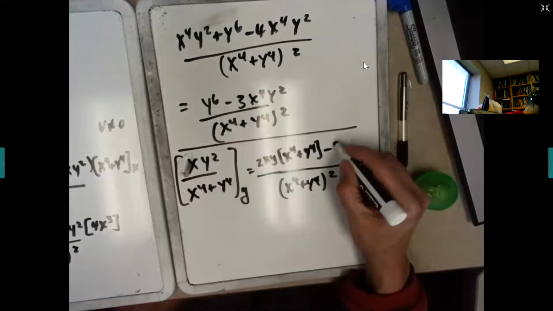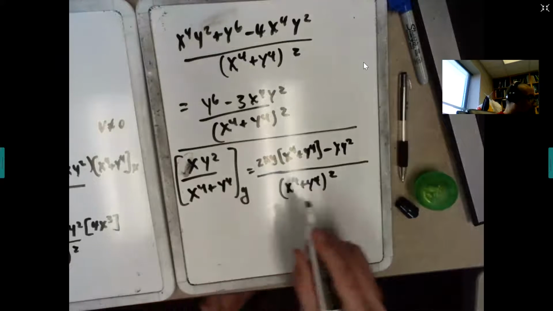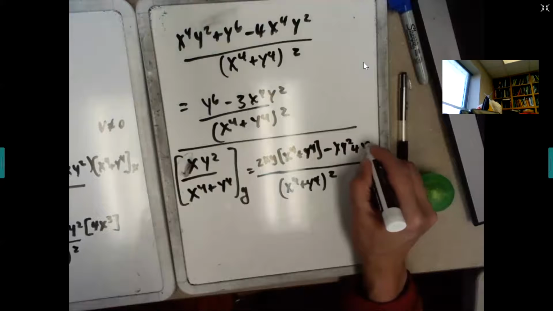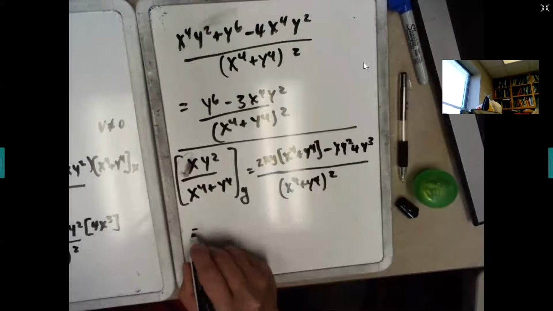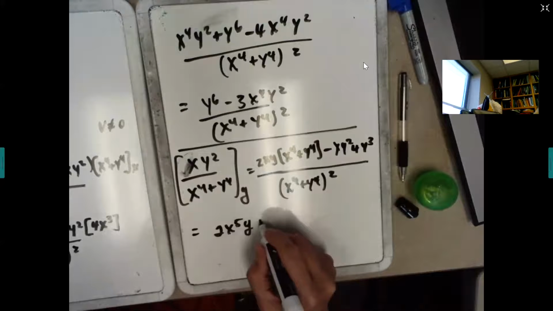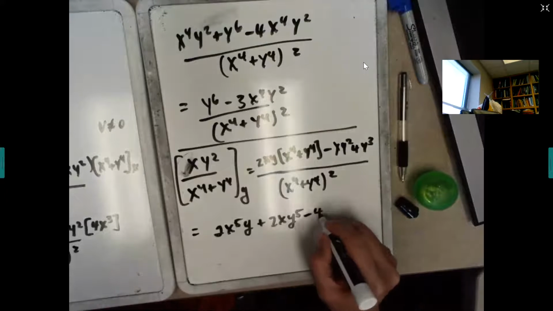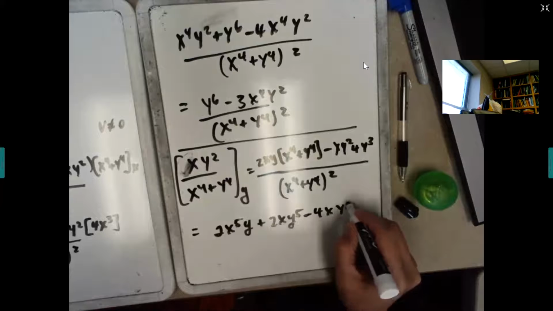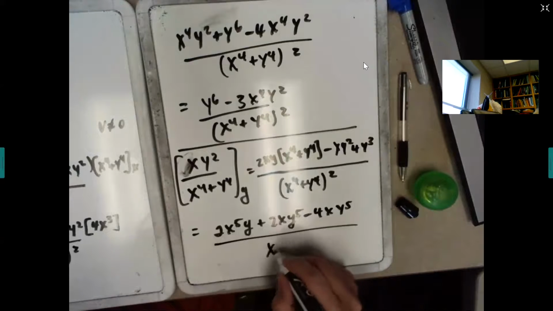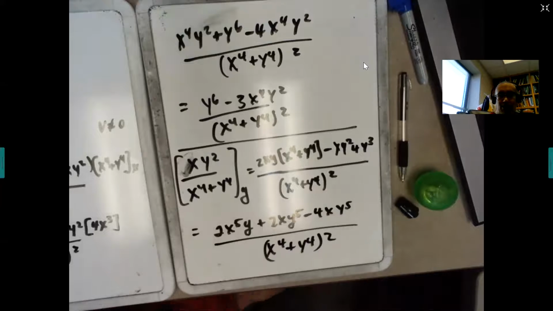Subtract x y squared. And then you differentiate this with respect to y. So that's another 4y cubed. And this works out to be 2x to the fifth y plus 2x y to the fifth minus 4x y to the fifth. And there's a simplification to be done here. But I'll just leave it at that and let you simplify this further.